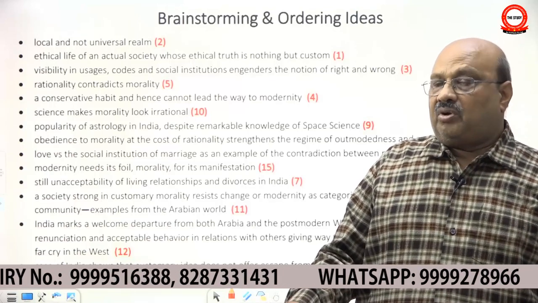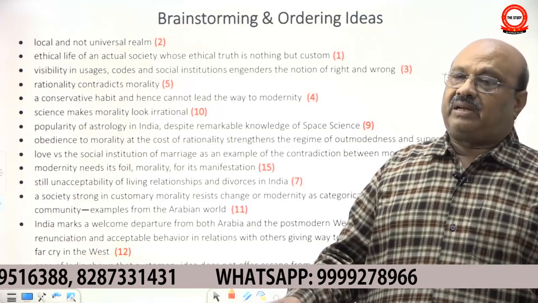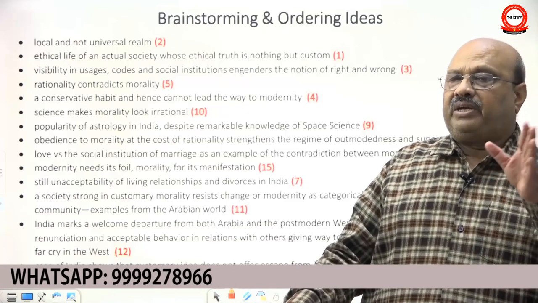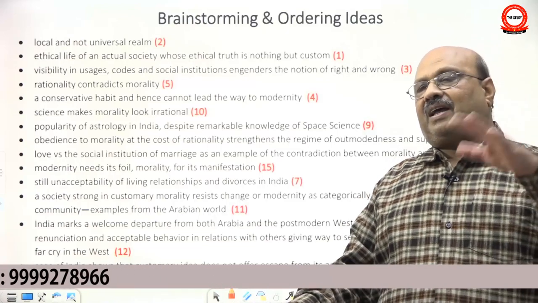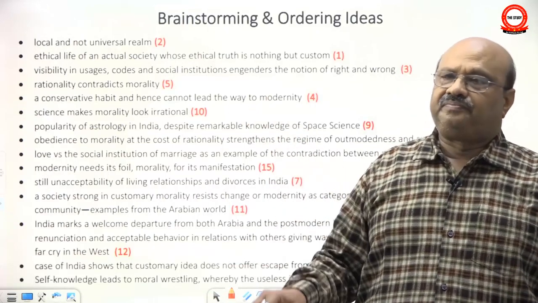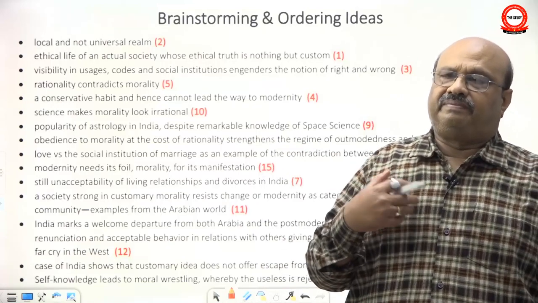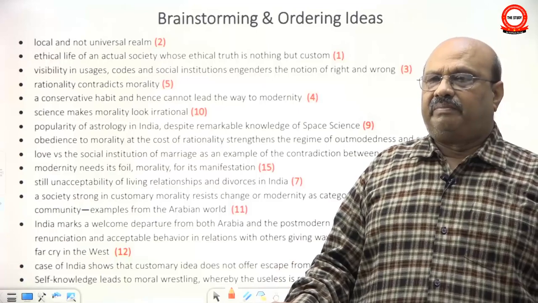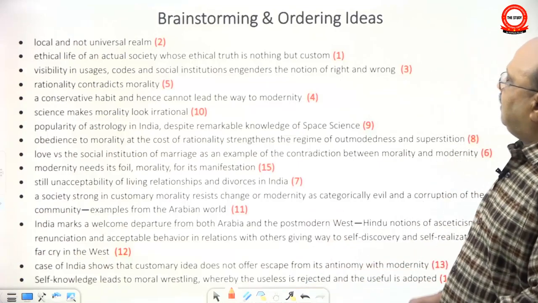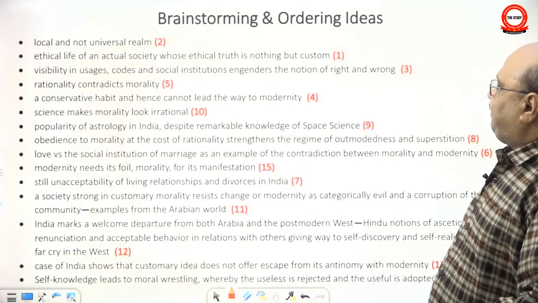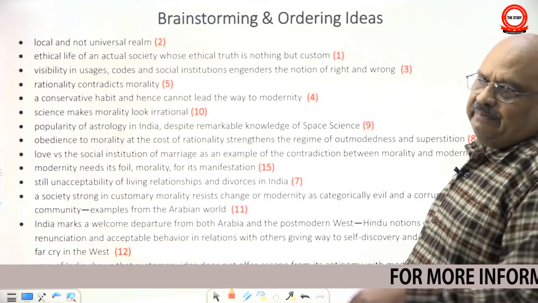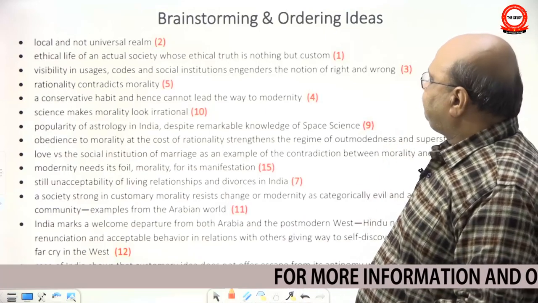And when you think out ideas, do not list them. That I have not listed my ideas over here is suggested by the bullet points on the left. After I had brainstormed the ideas, I gave them an order, based on a certain kind of logic. First, look at the idea: local and not universal realm. Customary morality is a matter of local realm, not universal realm. This is the first idea that came to my mind.